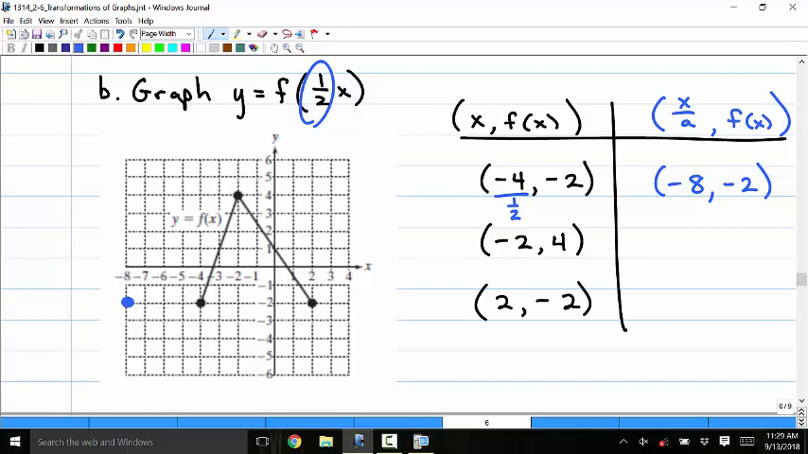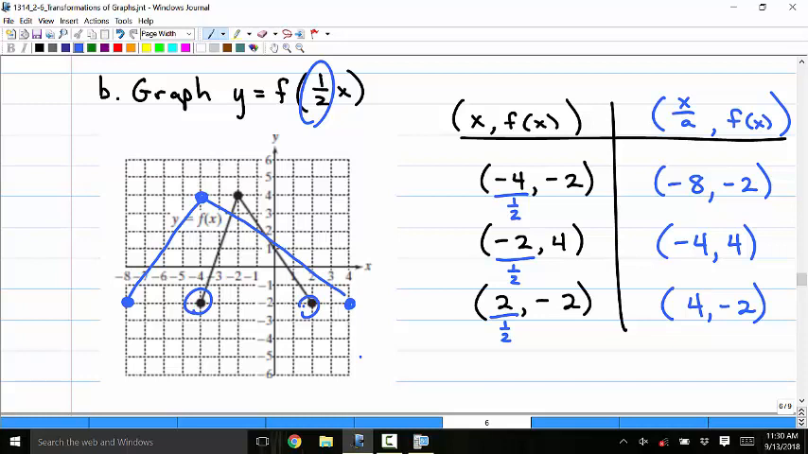Your second point here is going to become, what's -2 divided by 1/2? Your second point becomes -4, 4. Right here. And your third point, if you divide 2 by 1/2, your third point becomes 4, -2. So your new graph looks like that. Questions there? So you grabbed these points and basically stretched it out horizontally.